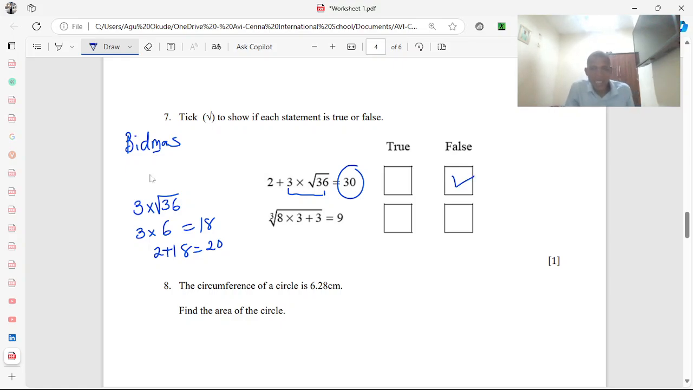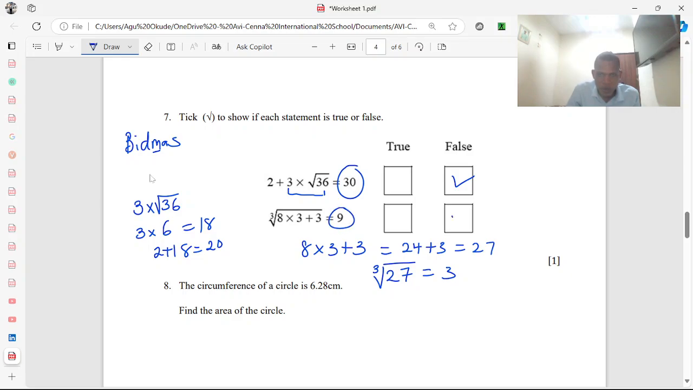Now for the second one, I have cube root of this whole thing. Now what I have under there is 8 times 3, then plus 3. Applying BODMAS, I should multiply first. 8 times 3 is 24, then plus 3 gives me 27, right? So now I do the cube root of 27, which gives us 3. But what I have here is 9, so it is false. So both are false, right?